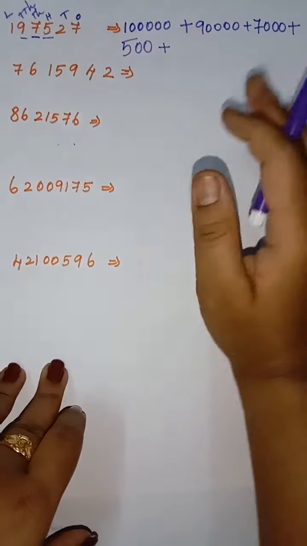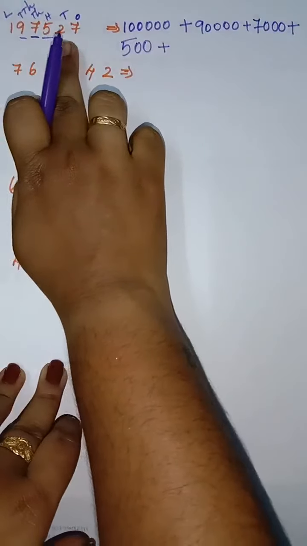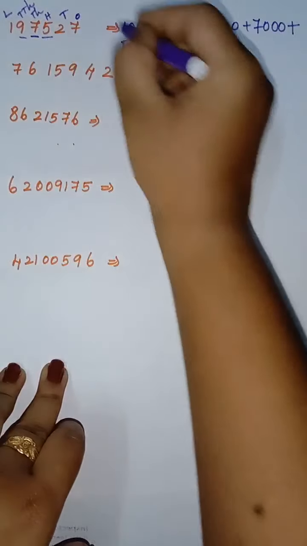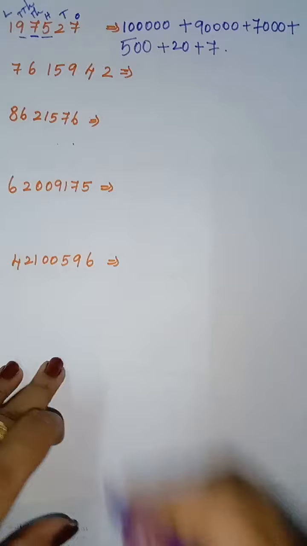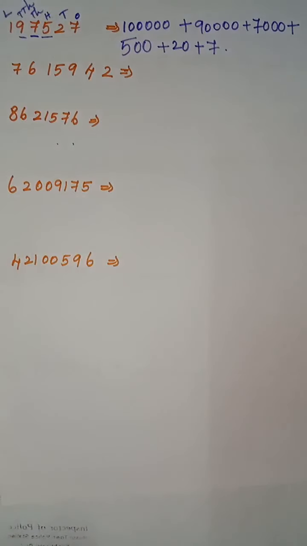Next is 2. For 2, it is tens, so 10 means only 1 0. Then the remaining one is 7. So can you understand how we have to write the expanded form in large numbers? First we write the place values, and then we write the expanded form.